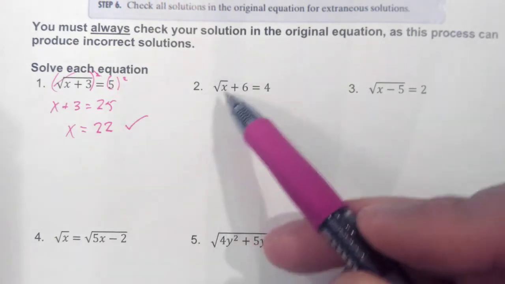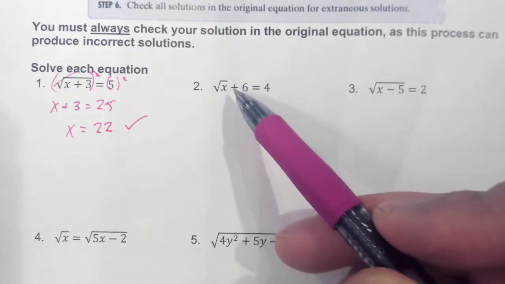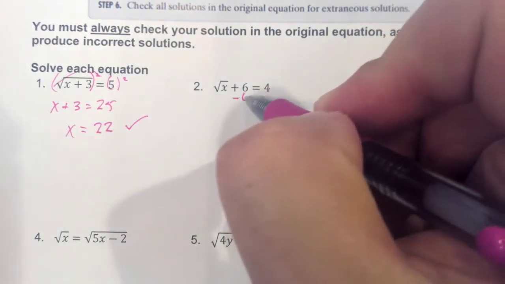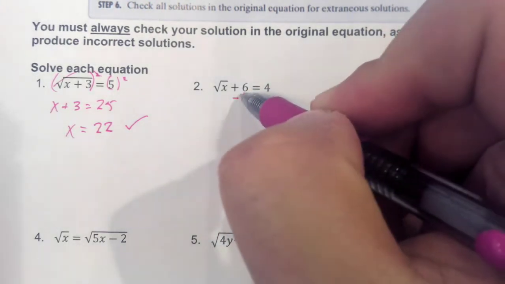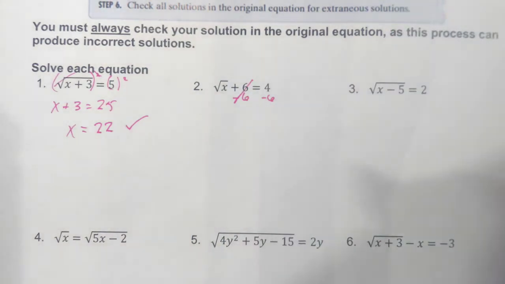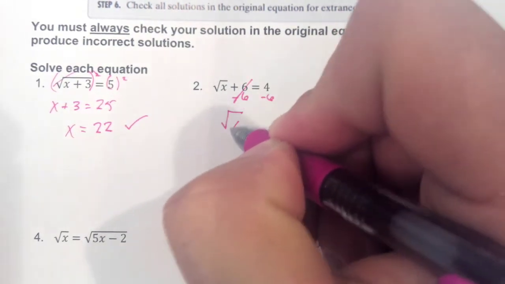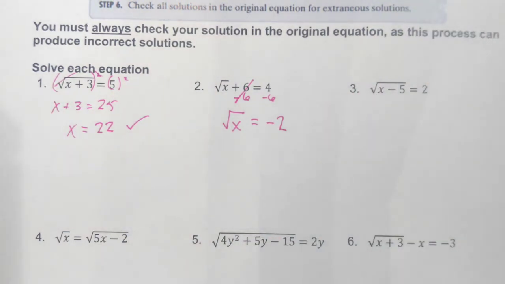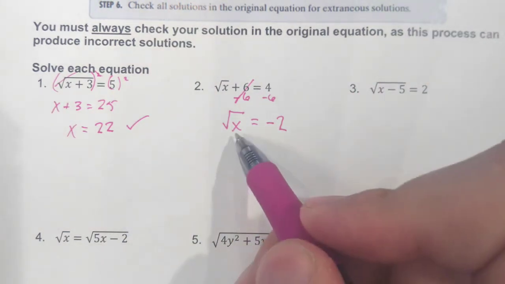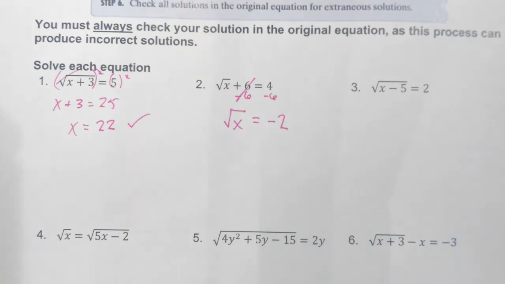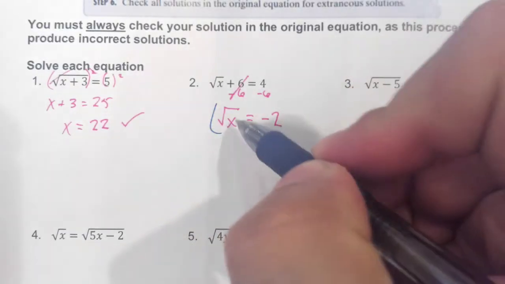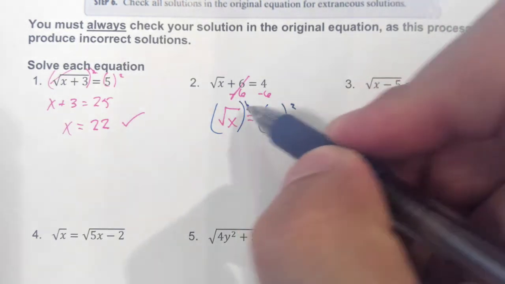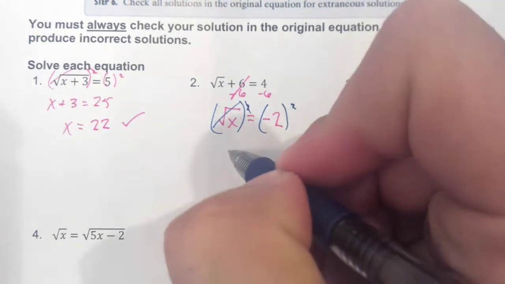Let's look at number 2. Number 2, the radical is not isolated. Notice there are other things on the left side of the equation with the radical. So our first step is to isolate the radical by subtracting 6 from both sides of the equation. That gives us the square root of x equals negative 2. Now that we have that radical isolated, we're ready to square both sides of the equation. The square and the square root are opposites. They cancel each other out.